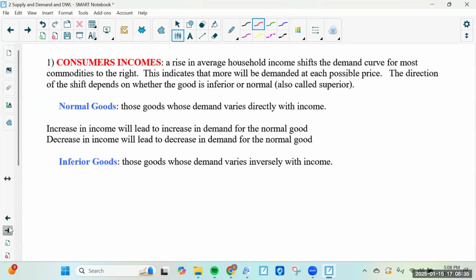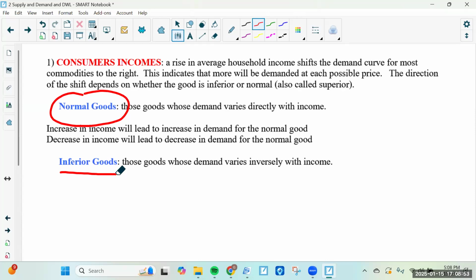That's for most goods, and most goods we call normal goods. Almost everything out there is a normal good. Every once in a while they'll throw a test question on about an inferior good. An inferior good is one that has the opposite effect. An inferior good is one where, as your wealth goes up, you buy less of it.